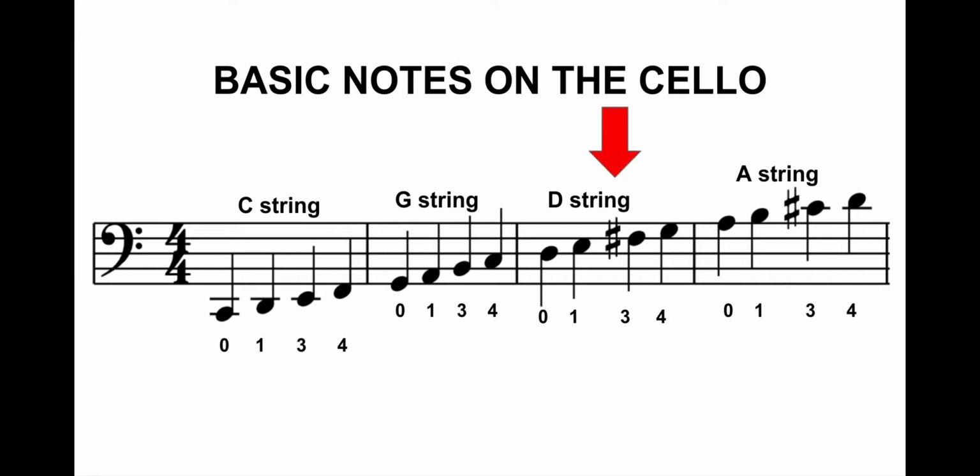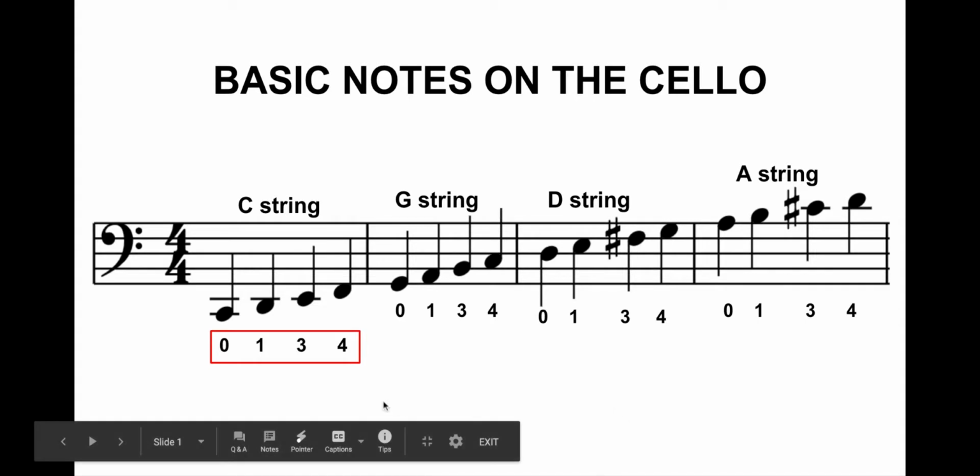Third measure, notes that can be played on the D string. And in the last measure, notes that can be played on the A string. The numbers you see below the notes represent the finger numbers. 0 means open string. 1 is the first finger, 3 is the third finger, and 4 is the fourth finger.